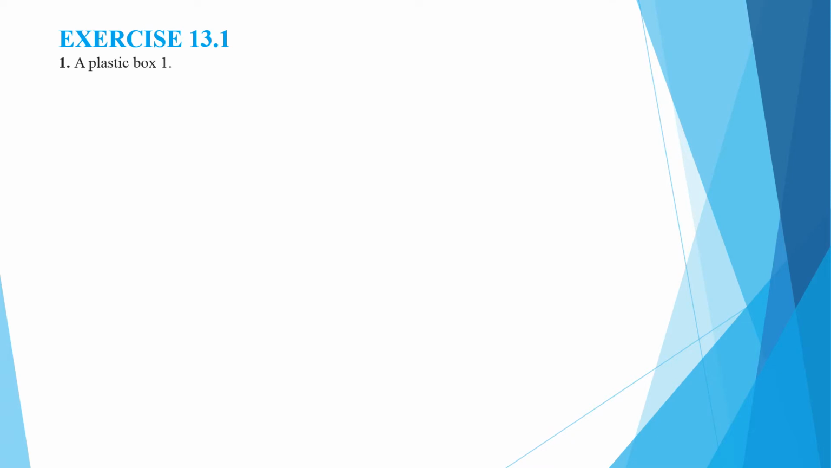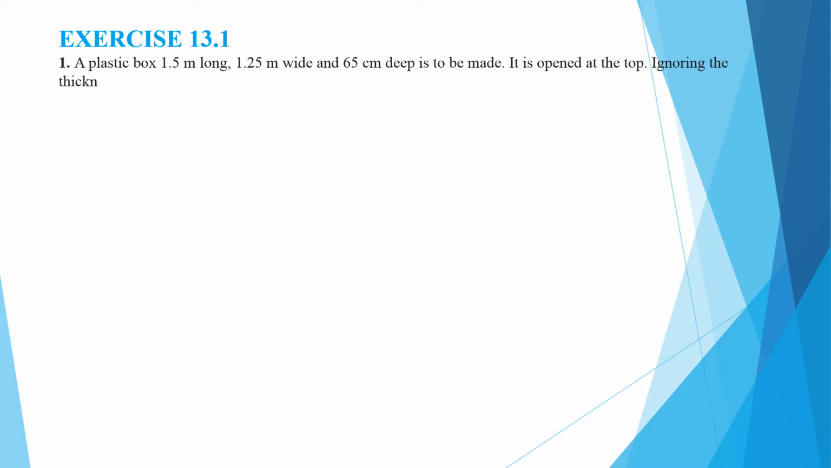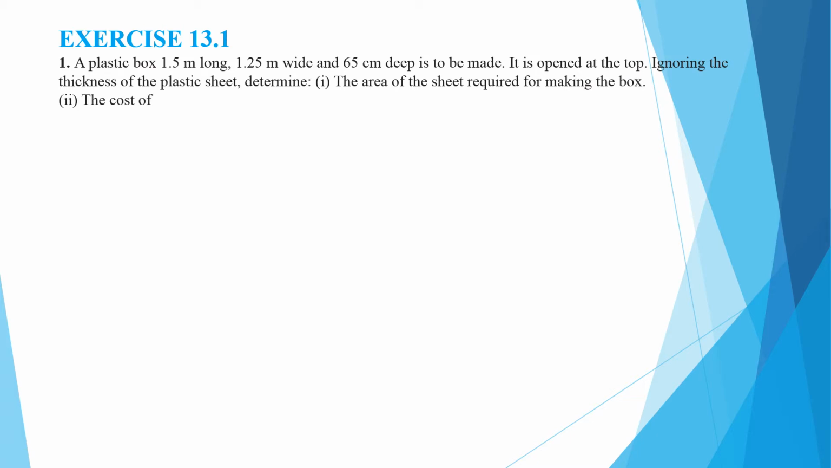Okay. Now let's read the question so that we can understand what we need to find. A plastic box which is 1.5 meter long, 1.25 meter wide and 65 centimeter deep is to be made, and it is open at the top. Ignoring the thickness of the plastic sheet, determine first part, the area of the sheet required for making the box. Second part, the cost of sheet for it, if a sheet measuring 1 meter square costs rupees 20.